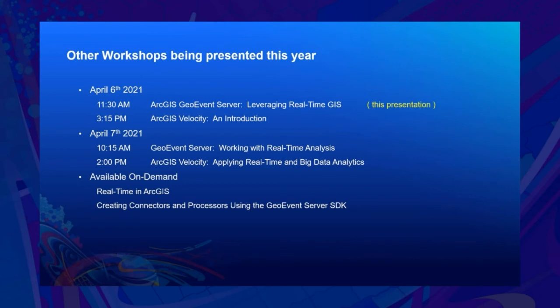Then later in the afternoon, Ken and Peter from the ArcGIS Velocity team will present a workshop on real-time and big data analytics. There are also two on-demand presentations. The first is an overview of real-time capabilities across ArcGIS, and the second is a workshop on creating custom connectors and processors for the GeoEvent Server using its Java SDK.